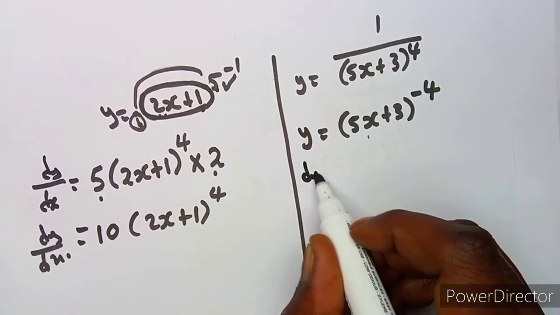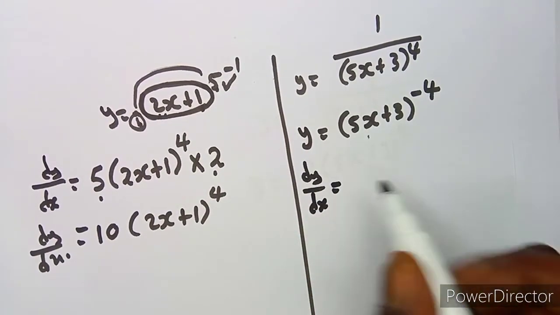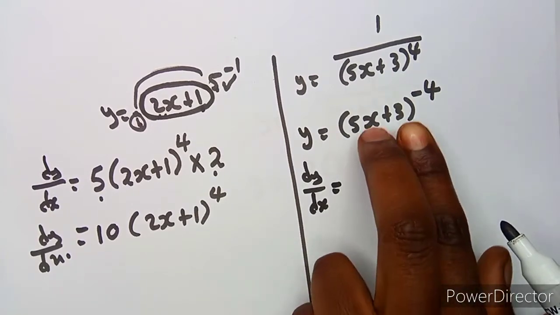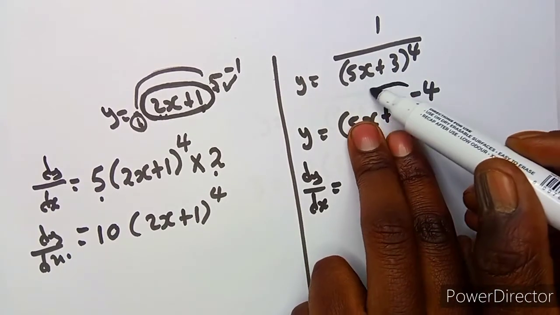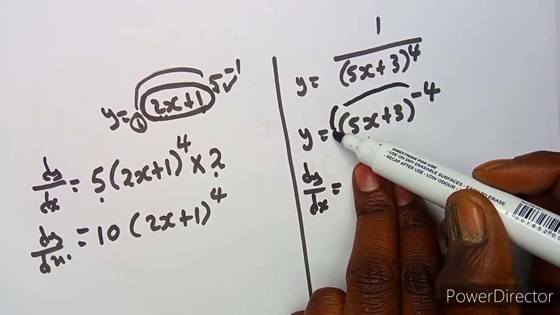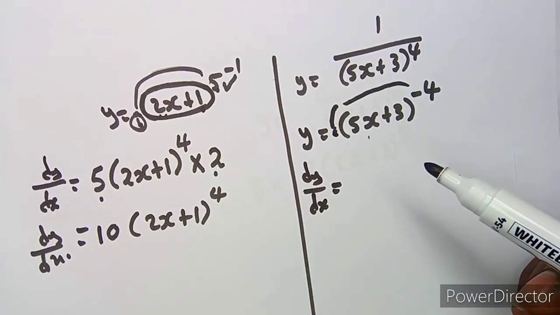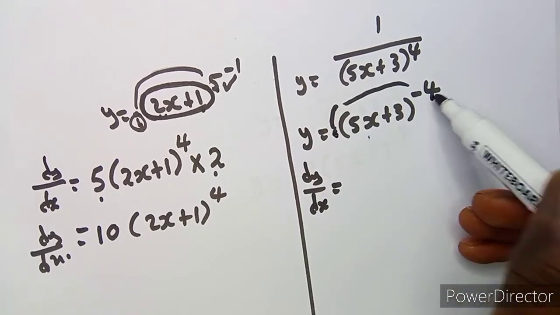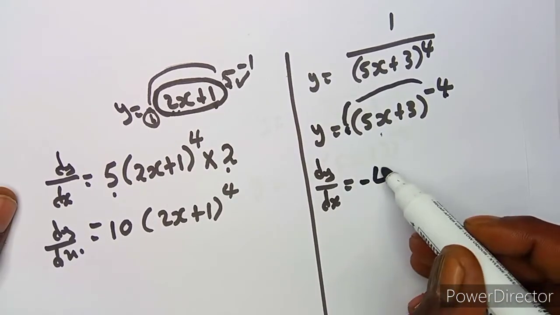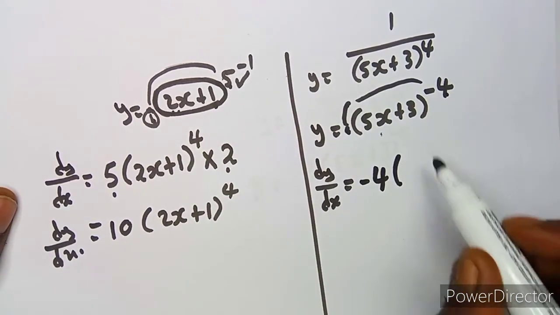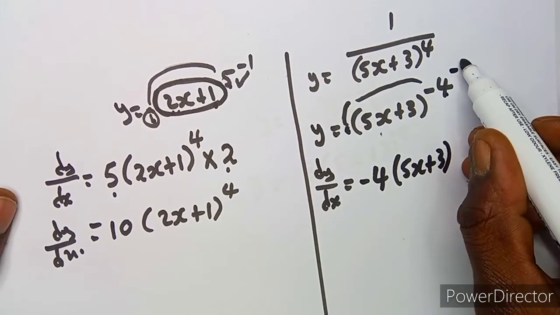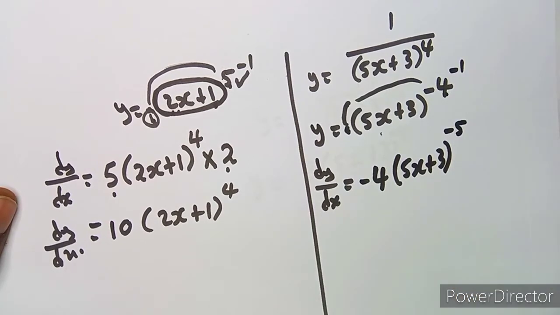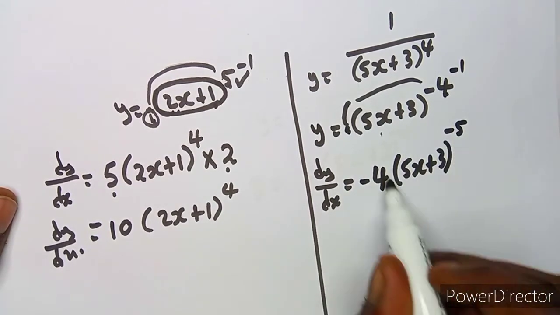So now our dy/dx, remember we said we are going to find the derivative of the bracket. Just close the bracket. Drop your exponent here, multiply with the number that is here, which is 1. So that's 1 times minus 4, which is minus 4. We keep the bracket, 5x plus 3, then subtract 1 on the exponent, which gives minus 5. Okay, this is the derivative of the bracket.